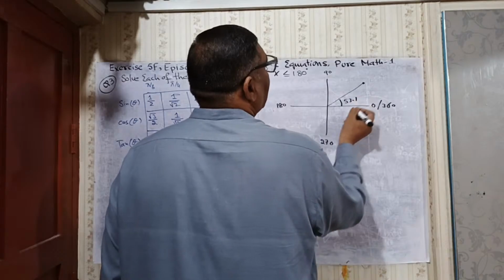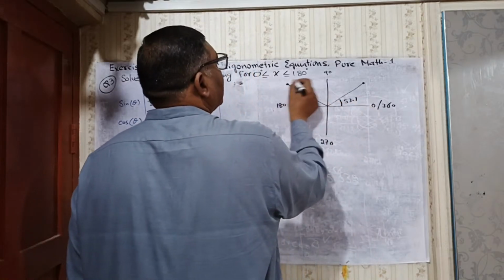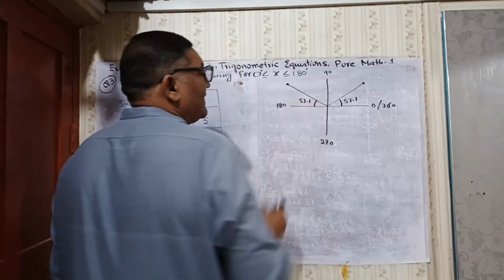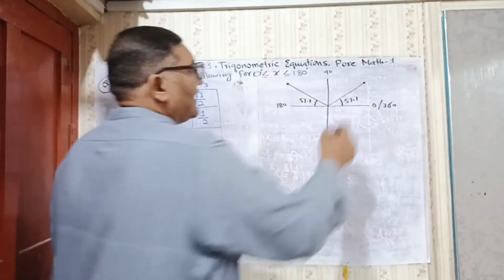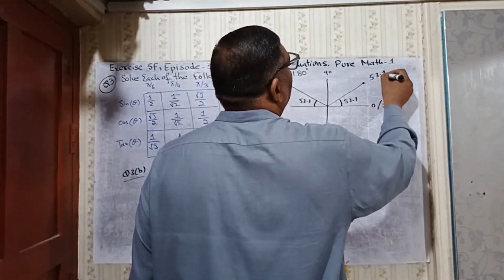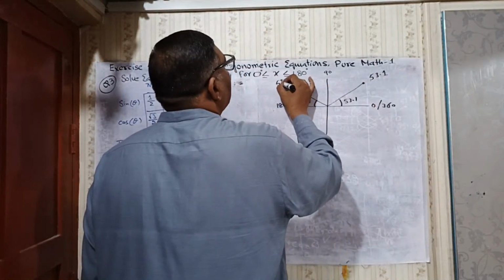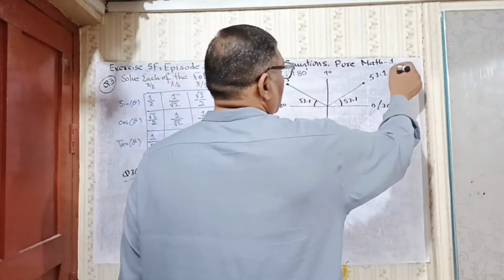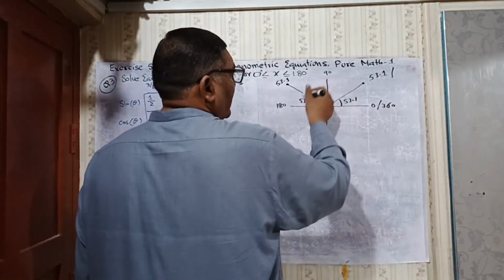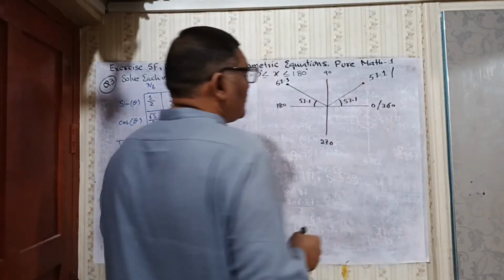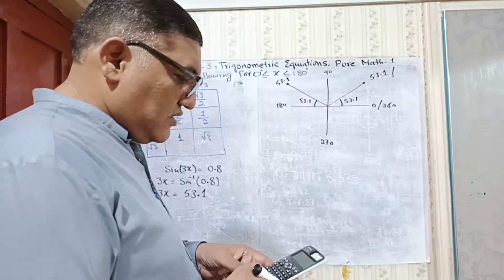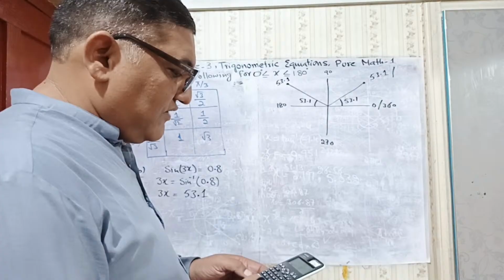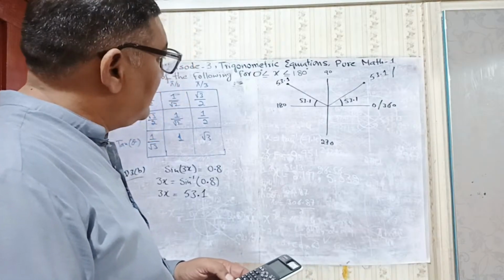53.1 is the base angle, so the same base angle will be in the second quadrant. So how much will this be? This is 53.1. I know the base angle now. So this angle is 53.1, and this angle is also 53.1. Another angle: if you take a round and then come again, that angle will be 360 plus 53.1, so that will be 413.1.